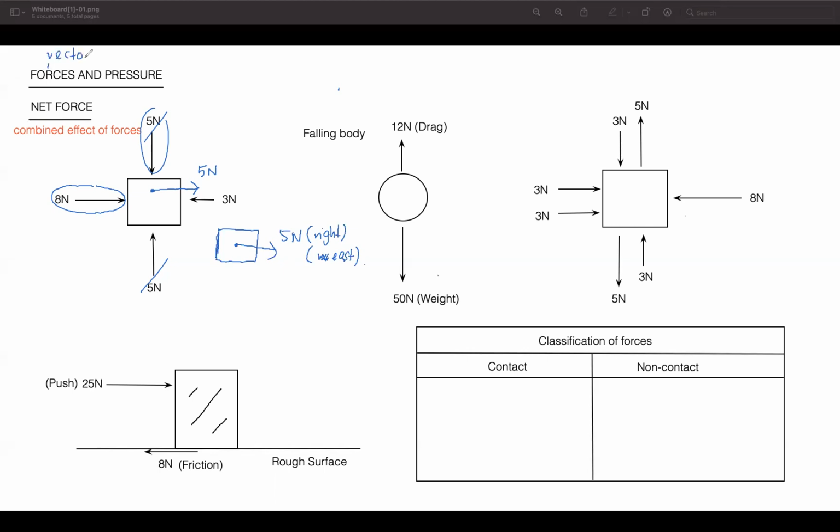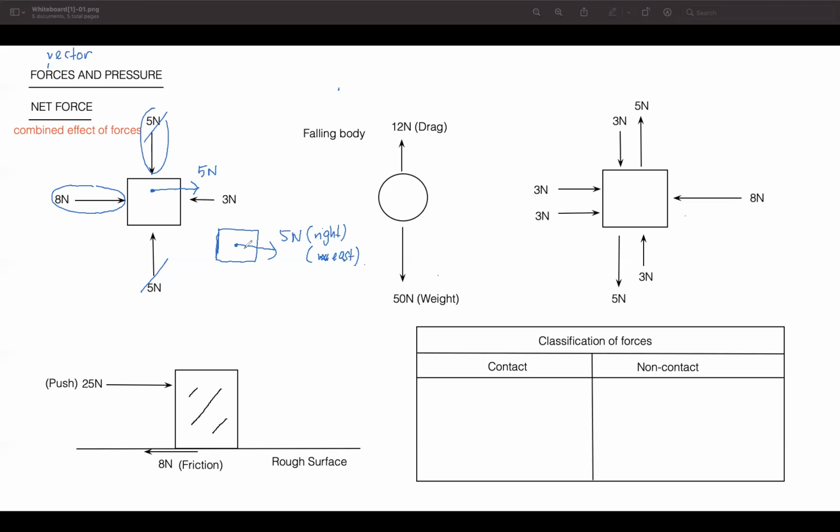What does a vector mean? A vector means that it has a direction. When I say 5 Newton, the next question you ask is, okay, where is it acting? 5 Newton, is it pushing up? Is it pushing down? Is it pushing left or right? Because the information is not complete, right? So it has to come with a direction. Is it 5 Newton up or down? So that the information is complete.